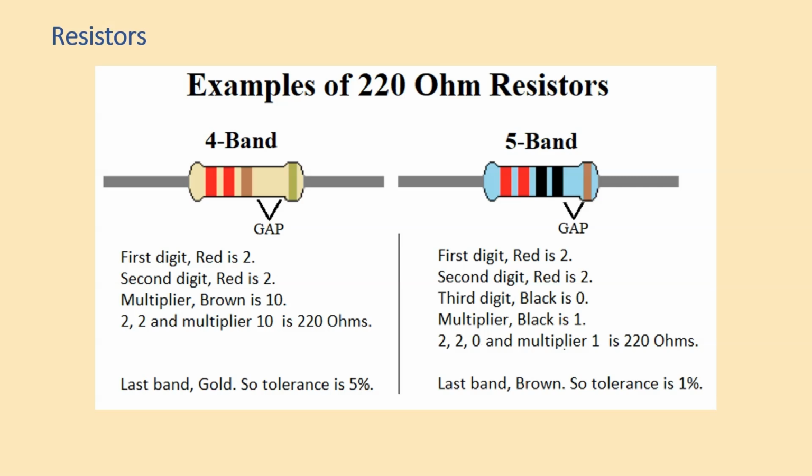I certainly hope this review of color codes with 4 and 5 bands is helpful, but I know the resistors are small and the colors can be hard to see. Sometimes it's hard to see the gap separating the tolerance band as well. It's always a good idea to check the resistor with an ohm meter to make sure you have the right resistance.